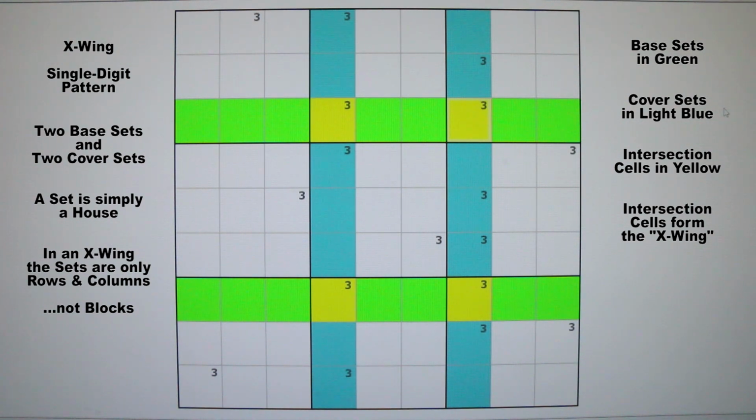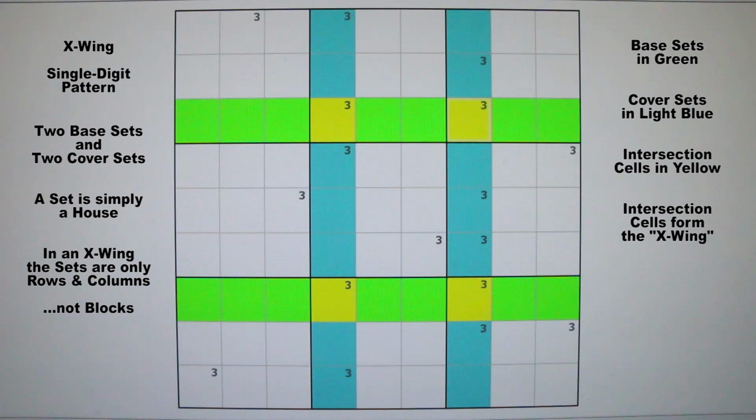A normal X-Wing has 2 base sets and 2 cover sets. A set is simply a house, and for an X-Wing, it can only be a row or a column and not a block. Each base candidate can only appear in one base set. This simply means the base sets cannot overlap. The cover sets must overlap or intersect with the base sets, and the cover sets must cover or contain all the base candidates.